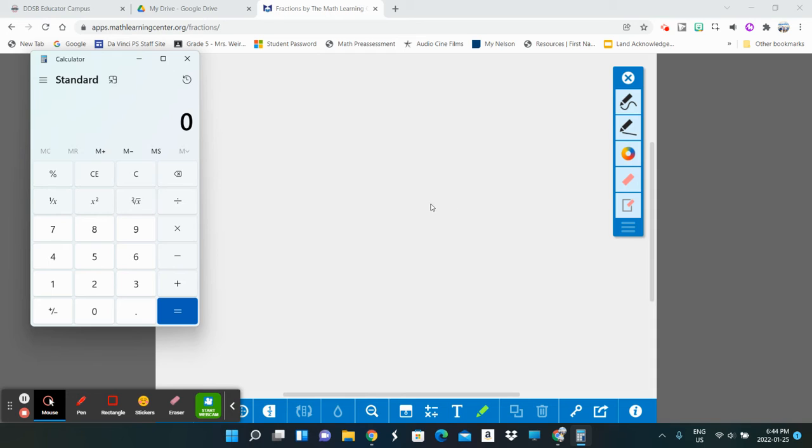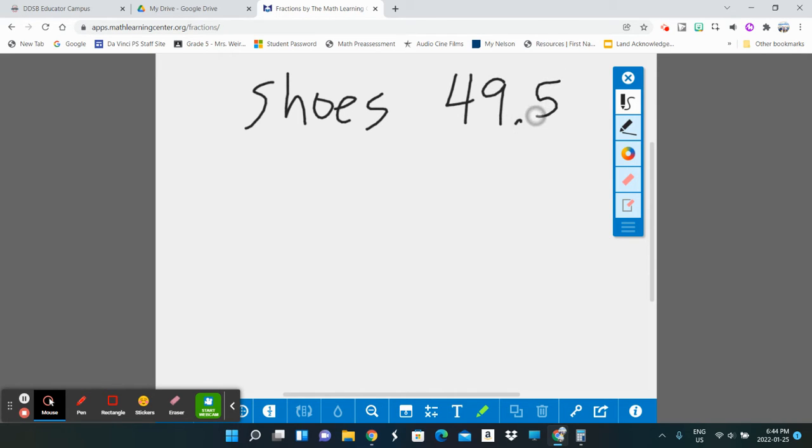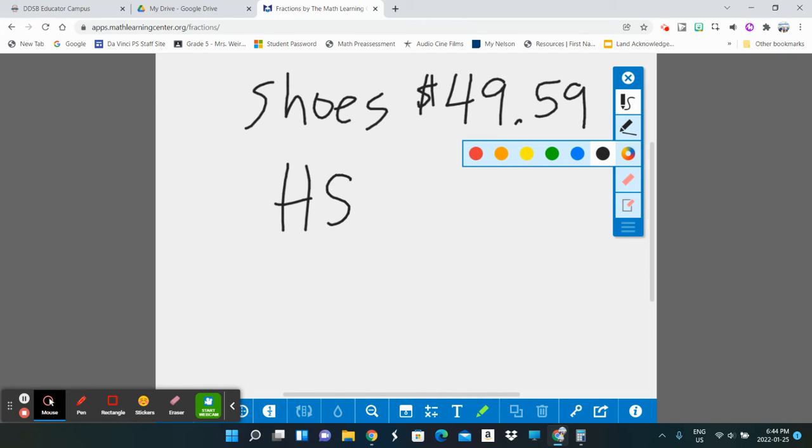Okay, so you go to the store and you buy something. Let's say you buy some new shoes. The cost of your shoes is $49.59. And you need to pay for these shoes, but you're going to have to pay something called HST, the Harmonized Sales Tax, which happens to be 13% in Ontario.